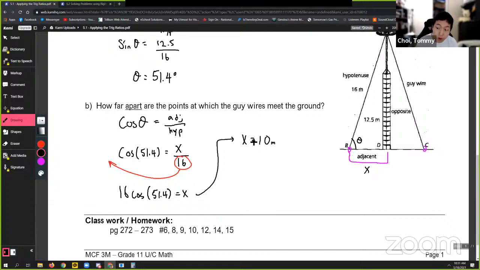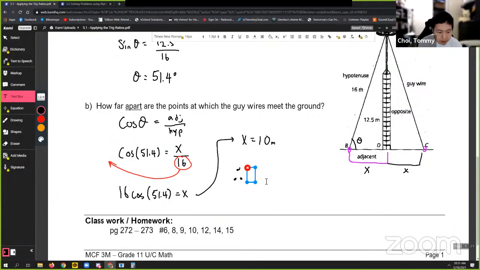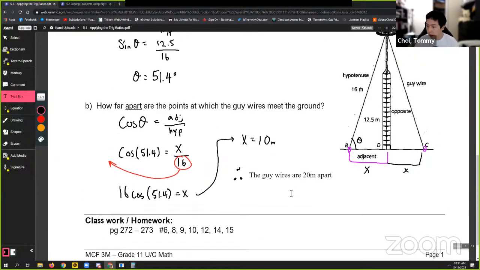So that was the actual final answer. x itself is 10. We are only solving for x for now, and then we can double it for our final answer. Since both sections are x lengths, therefore, the guy wires are 20 meters apart. So the final answer, like Brooke was saying, is doubled because, as you can see in the diagram, it is double the distance of x. So you should say the guy wires are 20 meters apart.